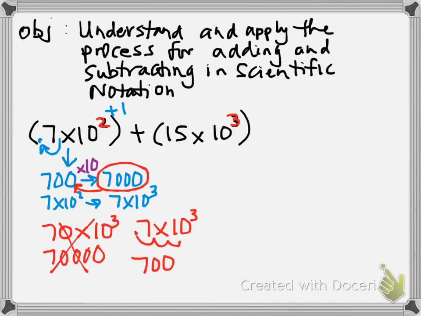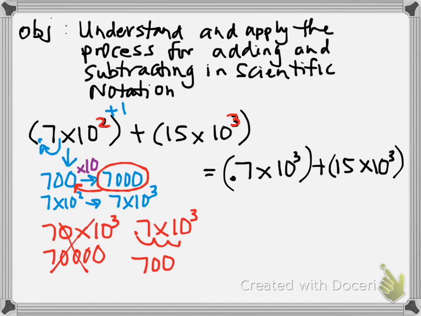Okay? So here's what my problem now looks like. 0.7 times 10 cubed plus 15 times 10 cubed. Now notice that 15 is not written in scientific notation, but that's okay for our purposes. Now we can deal with that. So now what we do is we take the decimal values and add them, because that's what the operation tells us to do. And we have a matching exponent, so we're not actually going to change the exponent in our answer. We just bring it along. So what's 0.7 plus 15?